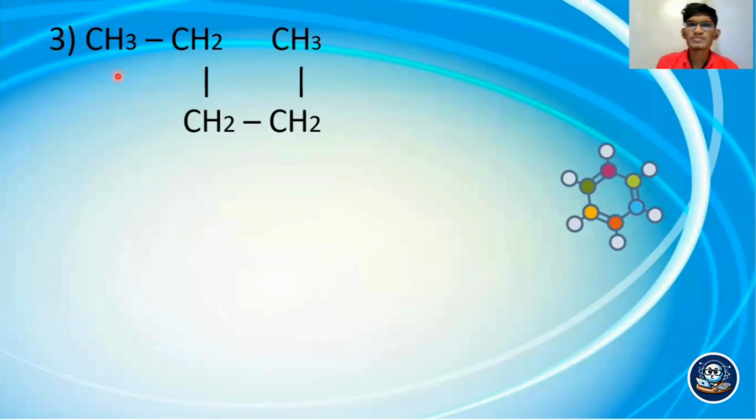This is my first terminal. This is my second terminal. Okay, this is my first terminal, and this is my second terminal. So, in case of a straight chain, there are only two terminals, so hence it is a straight chain. Now count all the carbons, give the name of an alkane.